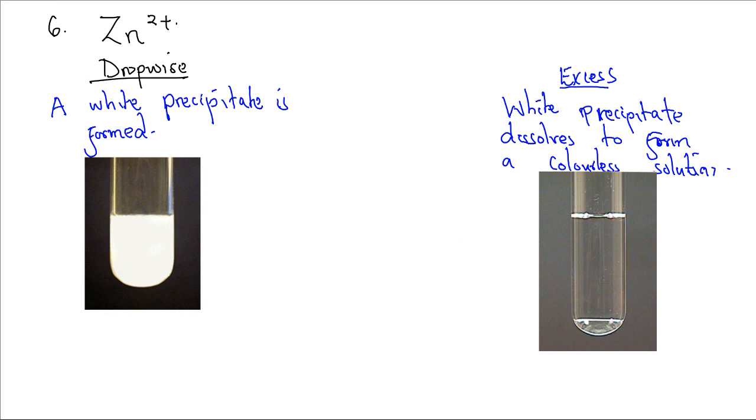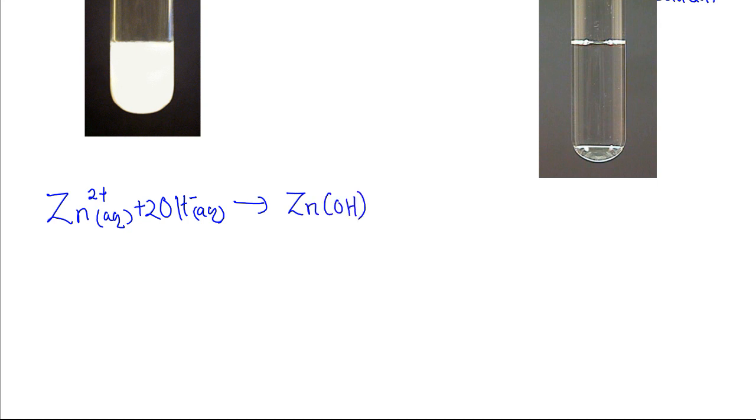So two reactions will take place here. The first one is for the white precipitate, where we'll have zinc ion reacting with hydroxyl ion to form zinc hydroxide. And this is the white precipitate.